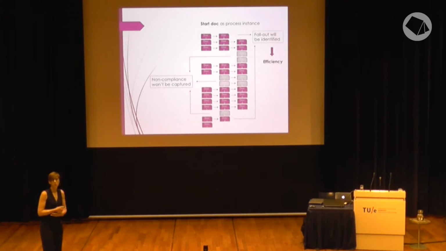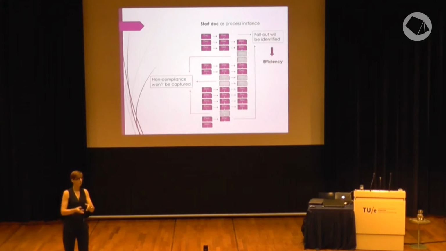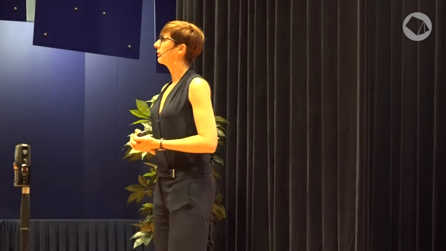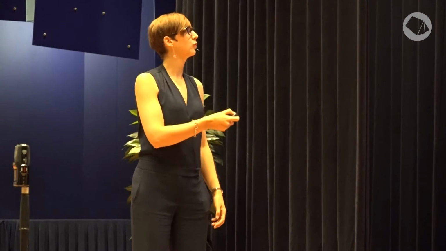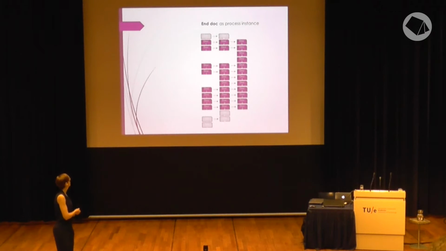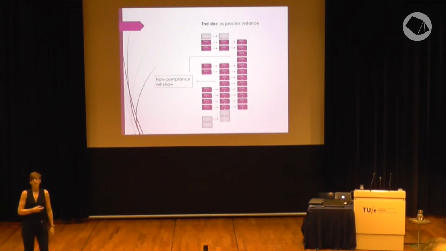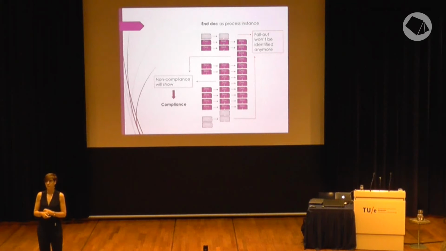On the other hand, non-compliance, process executions that just start in the middle or at the end, won't be captured in your event log. They exist in reality, but they won't be part of your event log. And if it's not in your event log, you will, of course, not identify it in your analysis in the next phase. If we take the end document as a process instance, we will lose 3 process executions, or 4, sorry, in this example. The good thing is that non-compliance will show. So that's why I say if your main goal is compliance, you might be interested to take the end document as your process instance, but fallout won't be identified anymore.